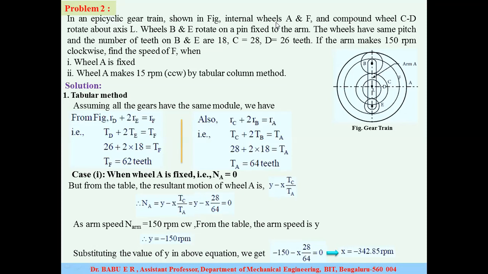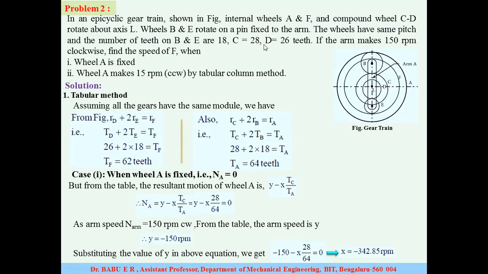Instead of meshing externally. And compound wheel CD. So the C and D, he is telling it as a compound wheel. Compound wheel means both are mounted on the same shaft and both will rotate with the same speed, rotating about the axis L.